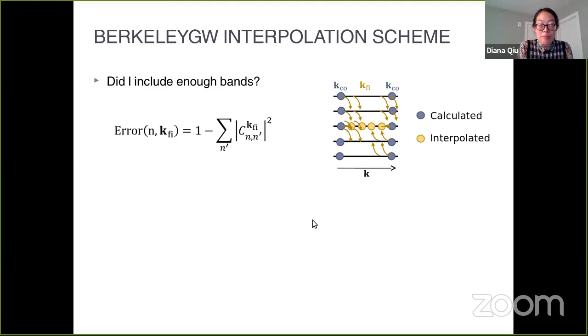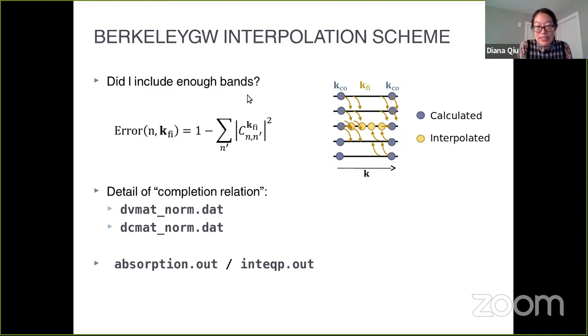But how do we know if we include enough bands? We can figure that out from the completeness relation, which tells us that the square of all the coefficients, C, should add up to 1. So the error in our interpolation is essentially how much this sum of the squares of our coefficients deviates from 1. When the code does this interpolation, it's going to report what all of these errors are, or how close we are to achieving this completeness relation.